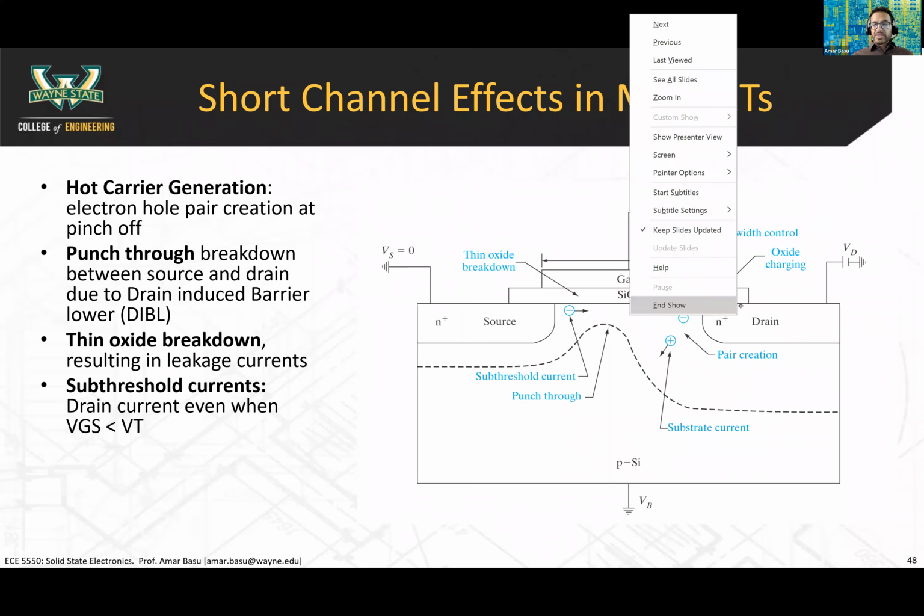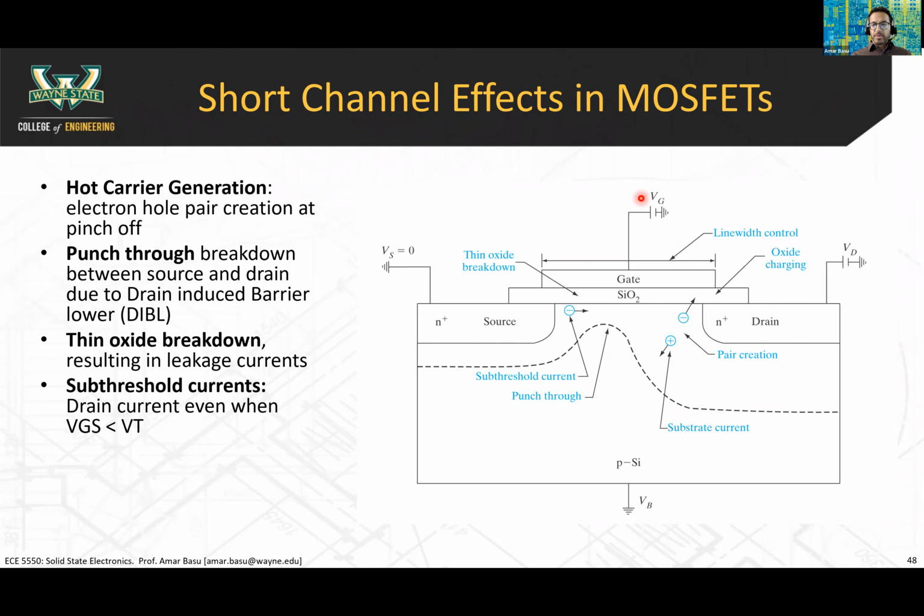Ideally, when your device is off, if your gate voltage is less than the threshold voltage, then you don't have any current between the source and drain. But it turns out in reality you do. So that is what subthreshold currents are about.